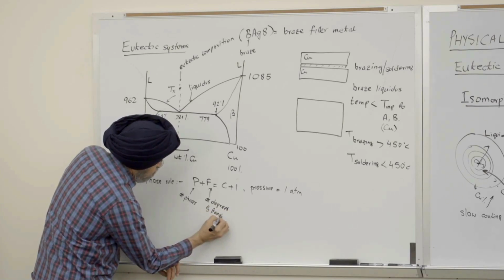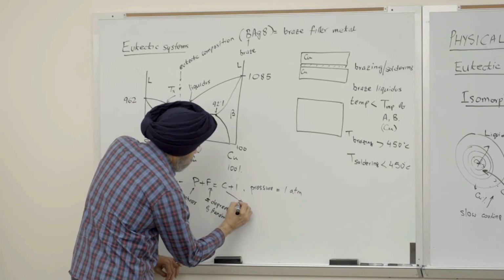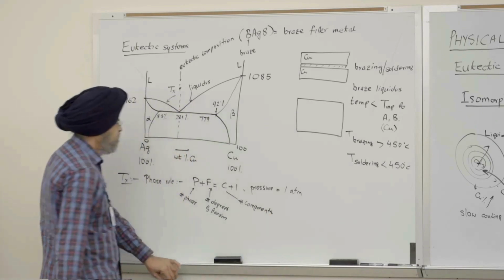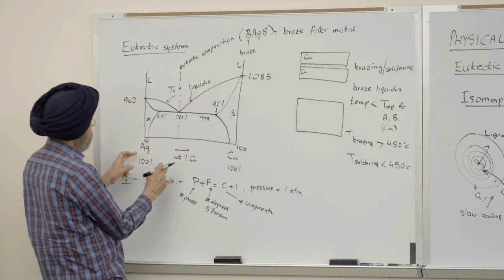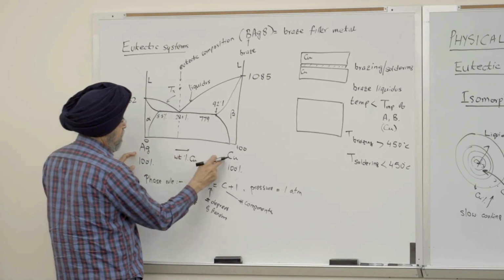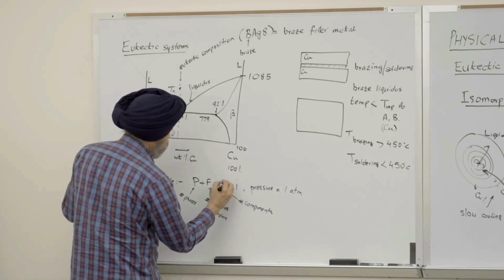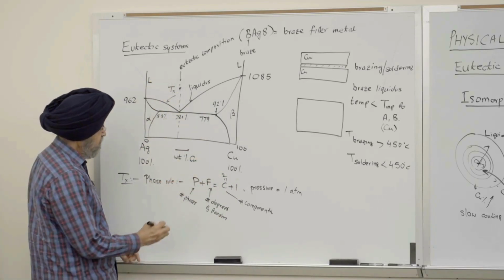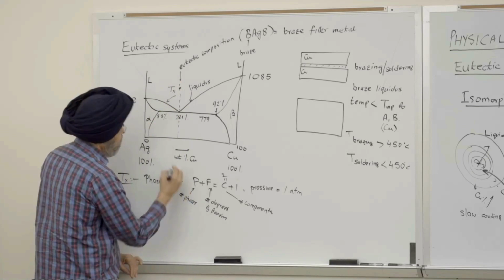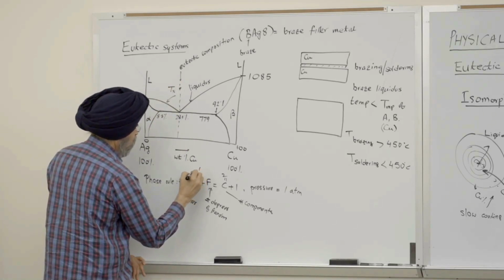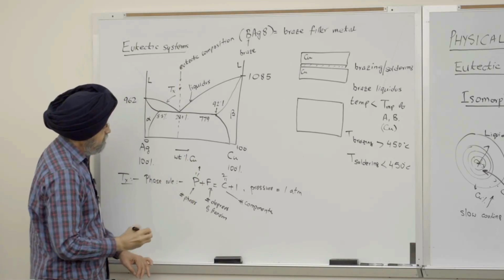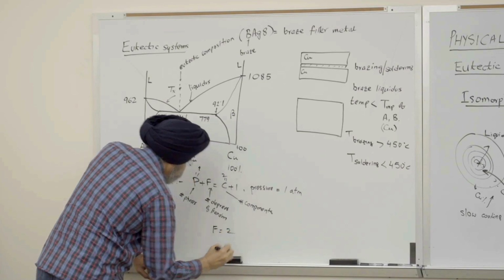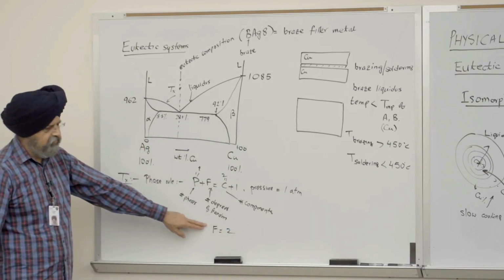C is the number of components. Now, we are dealing with a binary system, so we have two components, AG and CU. So C is equal to 2 because we're dealing with a binary system. Now, the number of phases here in this particular case is equal to 1 because it's just liquid, right? So that gives us F is equal to 2. So what does that mean? It means that degrees of freedom is 2.